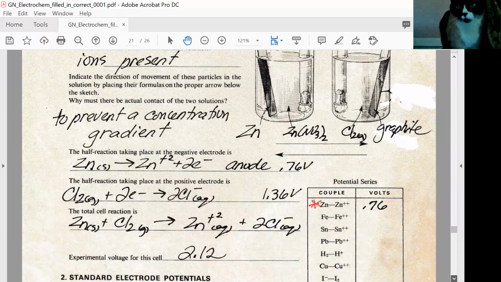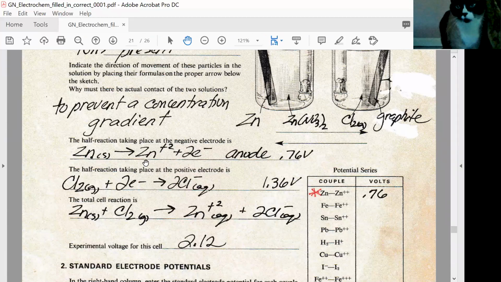Okay, so here's how we know the half reactions. The zinc is going to go to zinc plus 2 electrons, and that was a 0.76 volts. You have to look that up. The chlorine gas plus 2 electrons goes to 2 chlorides. That's a 1.36 volts. You have to look that up. So we know that this is losing electrons, and this is gaining electrons. So that's how we can do the electron flow. The total cell reaction is just add them up. So zinc solid plus chlorine gas going to zinc plus 2 plus chloride. We add up the volts and we get the experimental voltage for the cell.